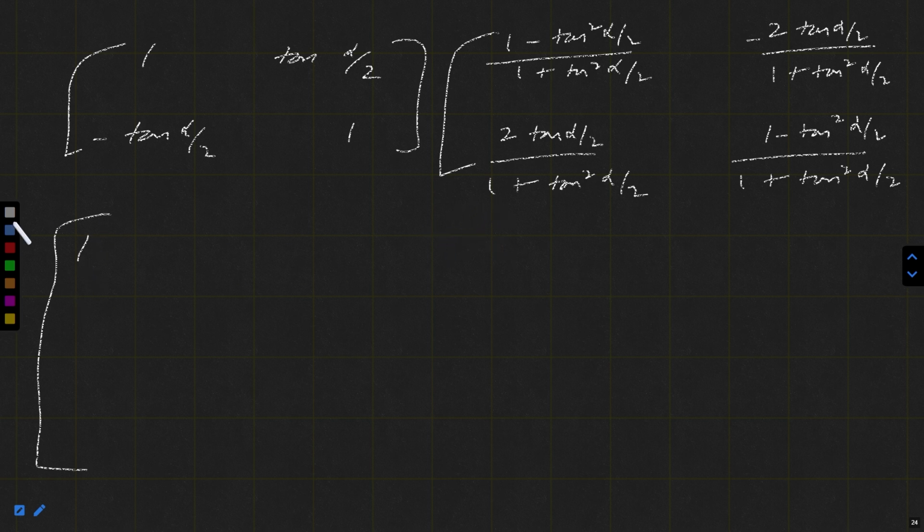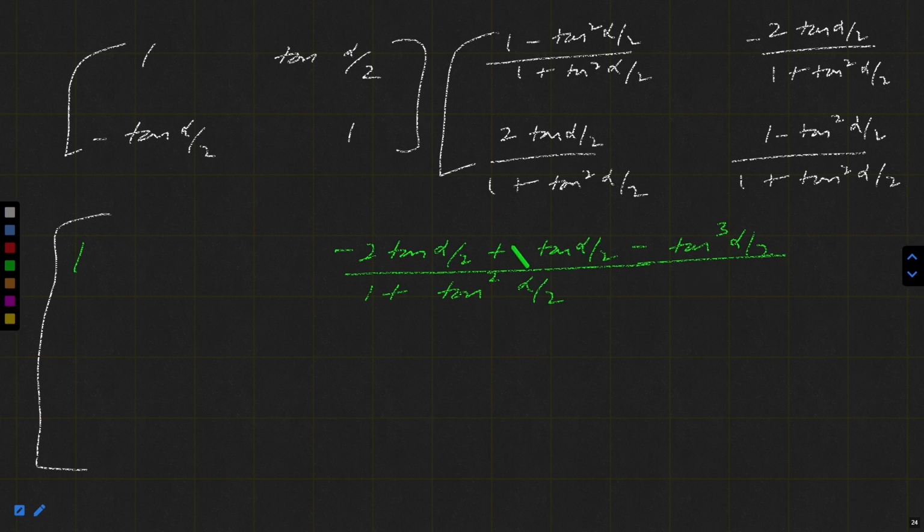Now we will find the next entry, which is this. So 1 will be multiplied with this, and this will be multiplied with this. Because of the same denominator, you take the LCM. The LCM will be the same. I am directly writing things. You will have minus 2 tan alpha by 2 plus tan alpha by 2 minus tan cube alpha by 2. If you try to see, this and this will change to minus tan alpha by 2. That's it. Minus tan alpha by 2.